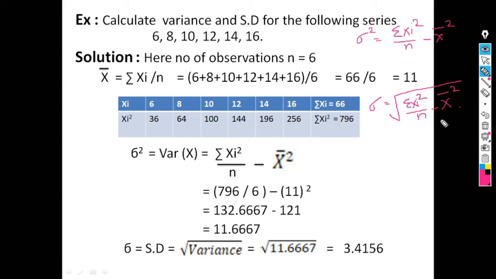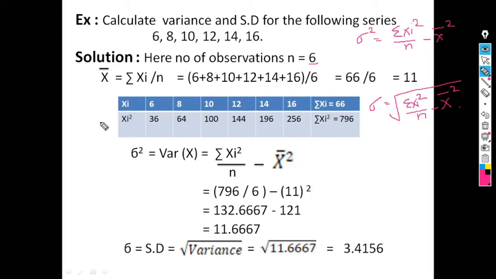So for this, our first step is to calculate x bar. x bar is equal to summation of xi divided by n, that is 6 plus 8 plus 10 plus 12 plus 14 plus 16 divided by 6. Here the number of observations is 6, that is 66 divided by 6, which is equal to 11.